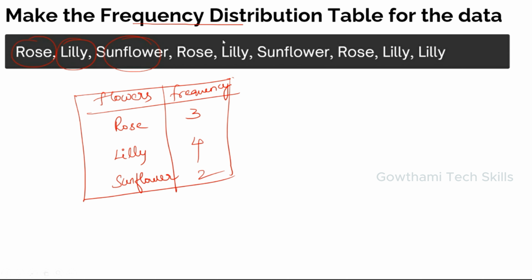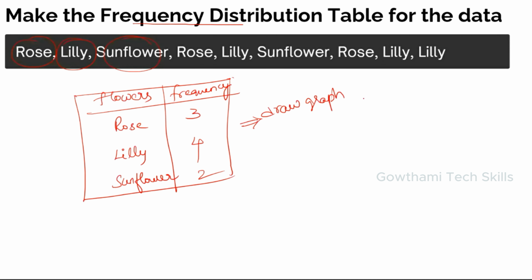So rose is occurring 3 times, lily is occurring 4 times, sunflower is occurring 2 times. So this is what the frequency is. With the help of this frequency, you are able to draw graphs. You can also draw the graphs. So how to draw the graph?